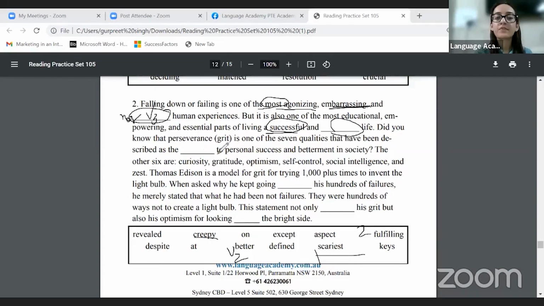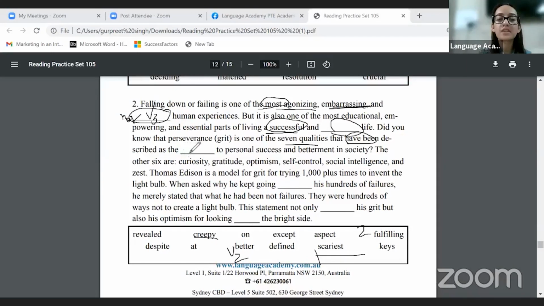Did you know that perseverance is one of the 7 qualities that have been described as the dash to personal success and betterment in society? So there are two things. Perseverance is one of the 7 qualities that have been... "have been" means we are talking about all the 7 qualities. The 7 qualities have been described as the dash to personal success and betterment.